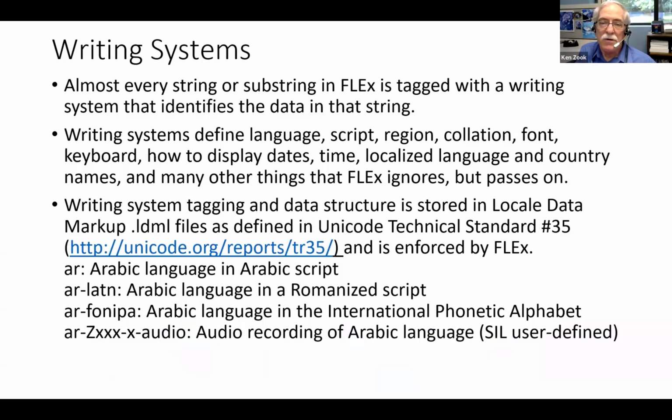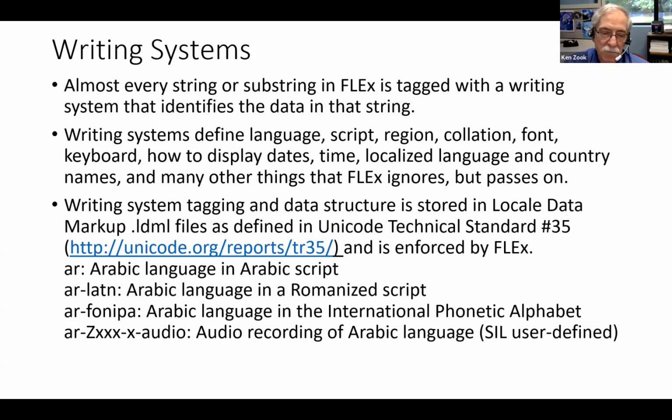So writing systems are all very important. Almost every string or substring in Flex is tagged with a writing system that identifies the data in that string. Writing systems define language, script, region, collation, font, keyboard, how to display dates, time, localized language and country names, and many other things that Flex ignores, but we pass it on. Writing system tagging and data structure is stored in locale data markup LDML files as defined in Unicode technical standard number 35. And we enforce that in Flex.